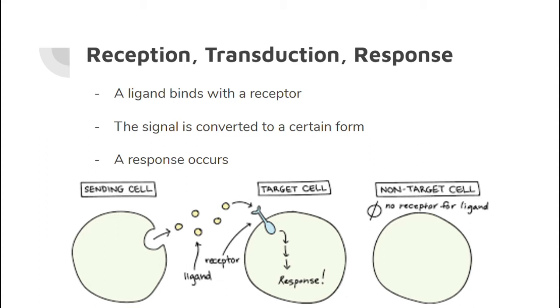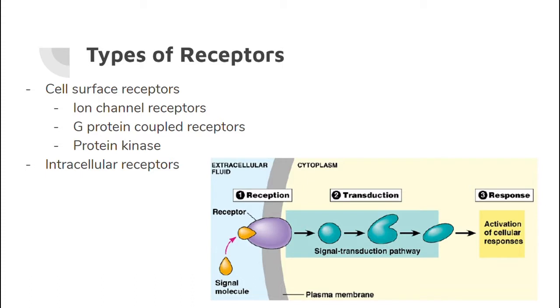So in this picture right here we can see that the sending cell, the ligand is going to leave from there and it's going to attach to a receptor. So in this case that's a cell surface receptor, and then the response is going to occur.